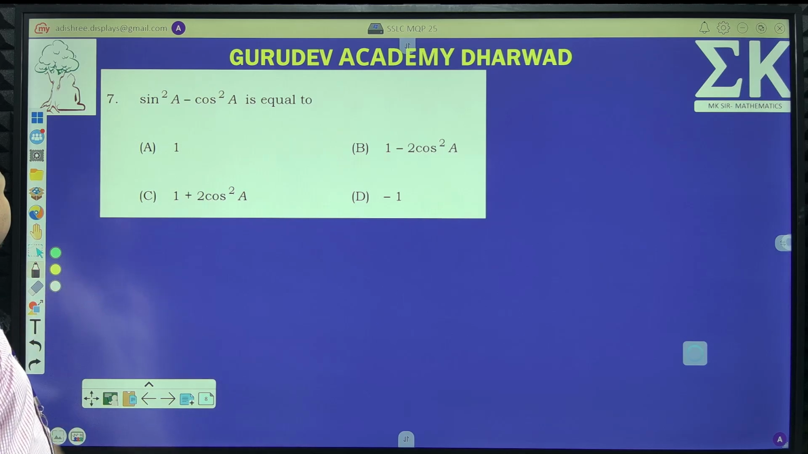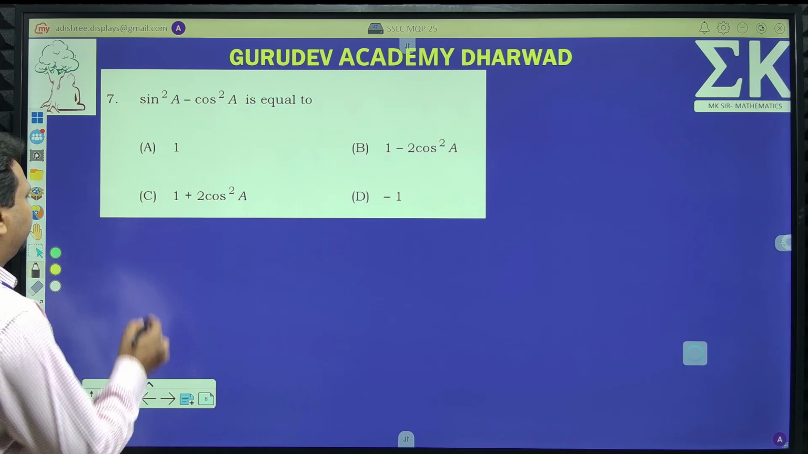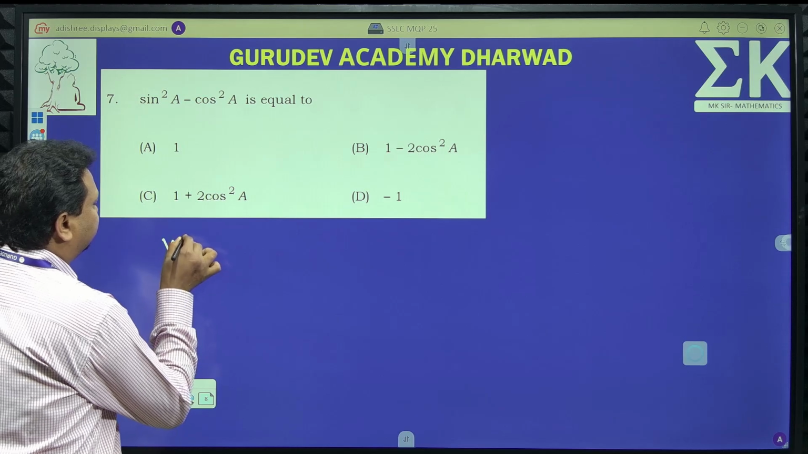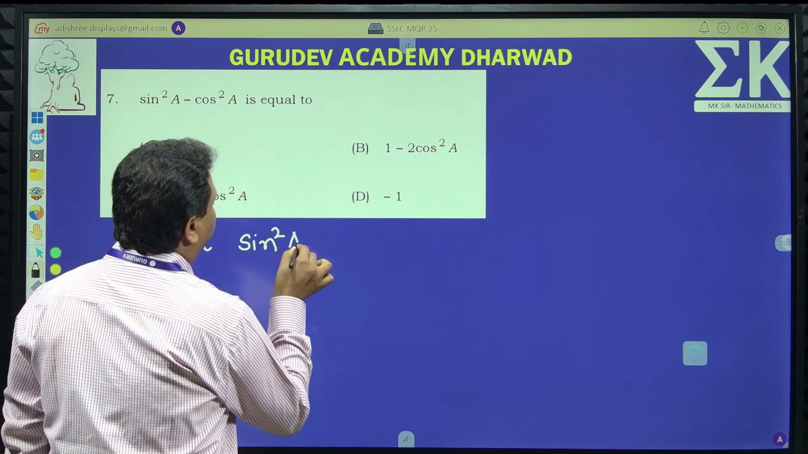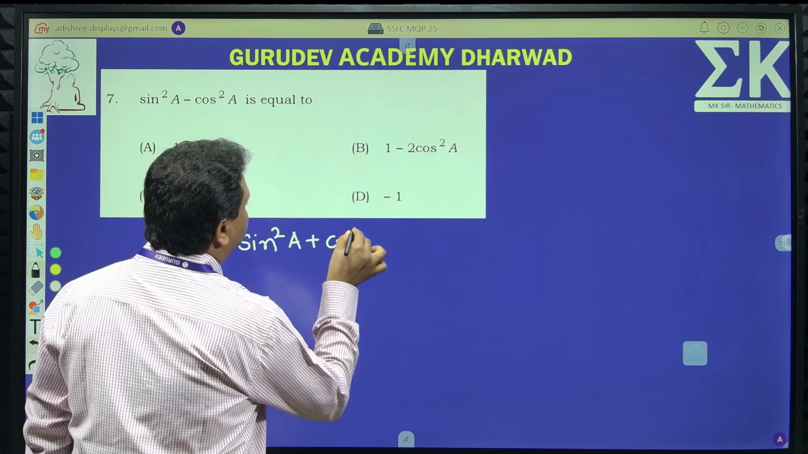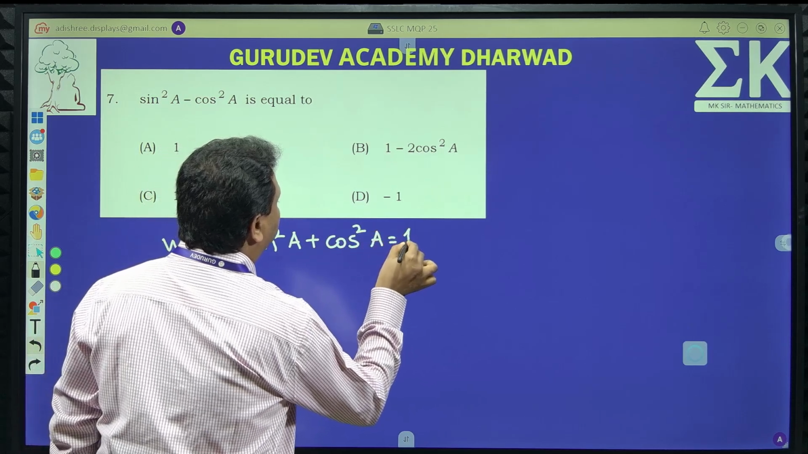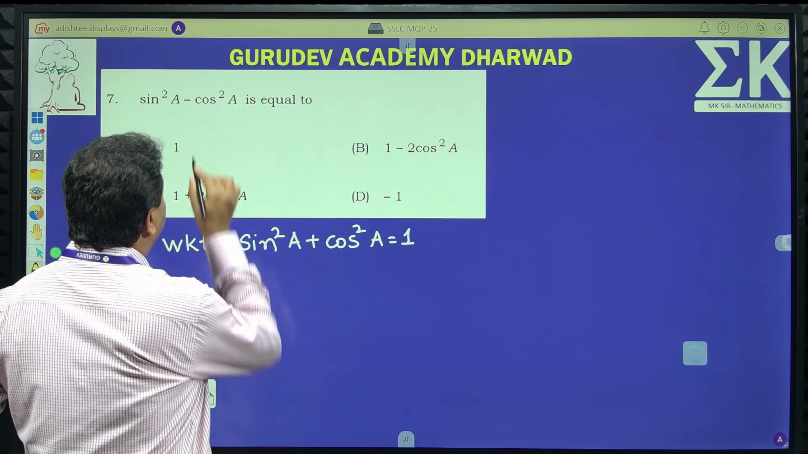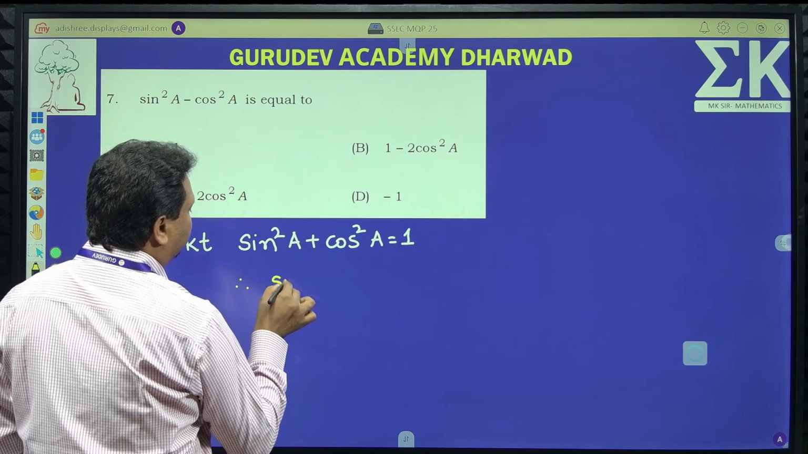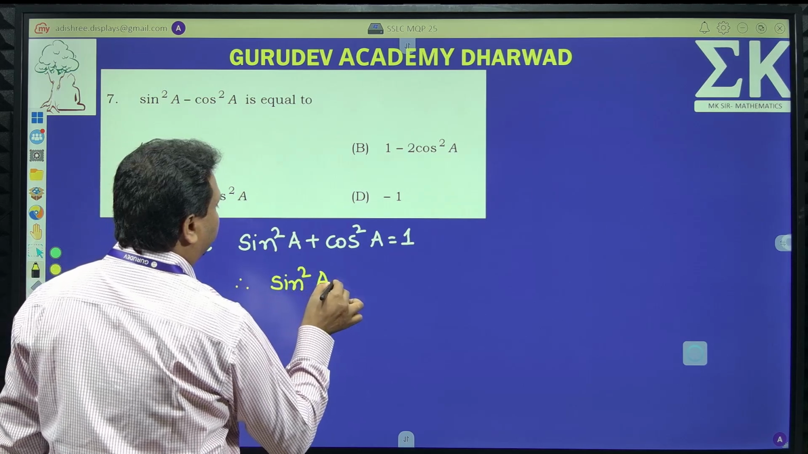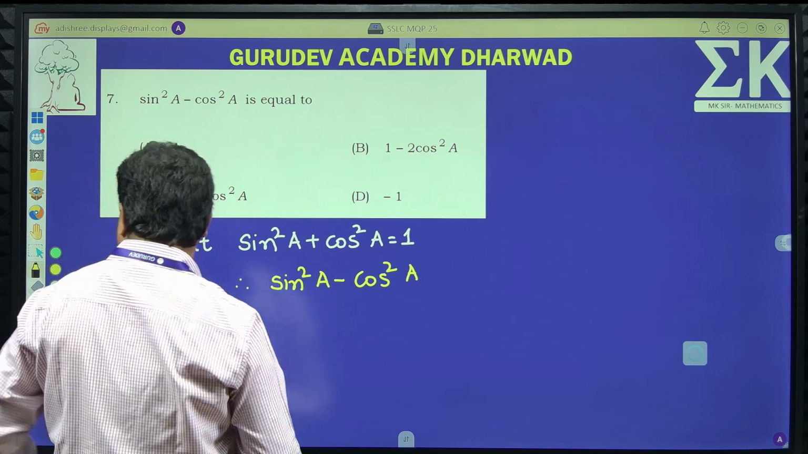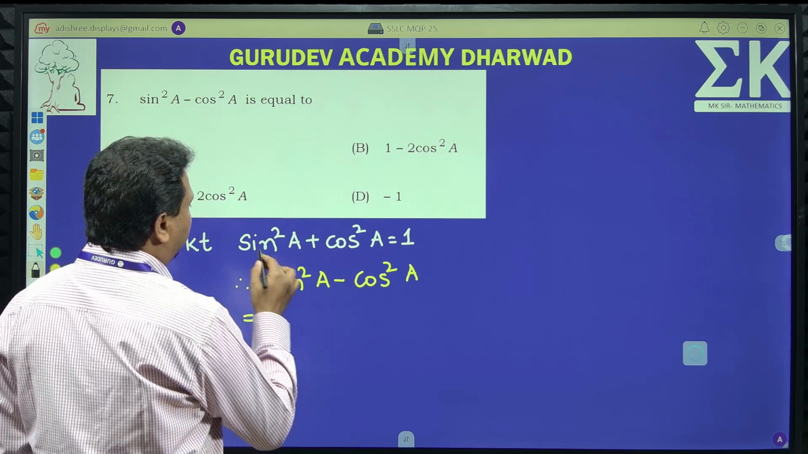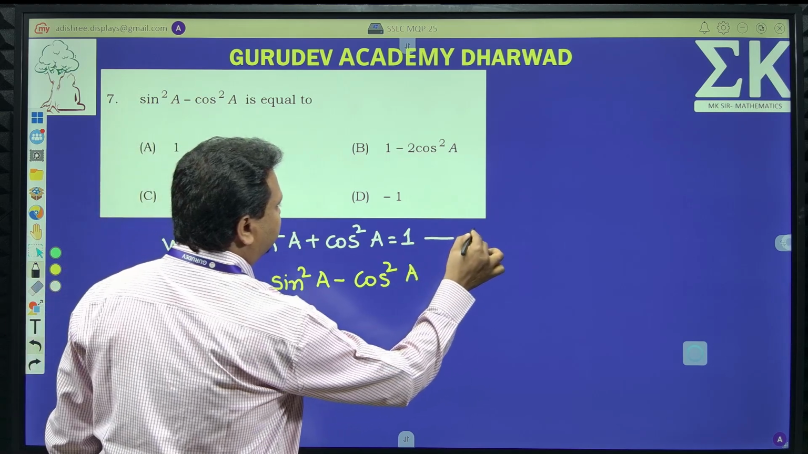Seventh one, if sin square A minus cos square A is equal to something, right? So, we know that sin square A plus cos square A is equal to 1. Done? Right? Now, what he has given in the problem? Sin square A minus cos square A is equal to that. Done? So, can we replace any one of these? You can use this equation number 1.